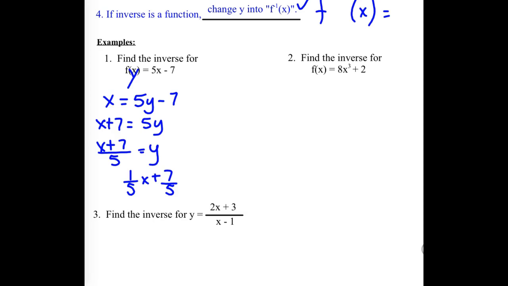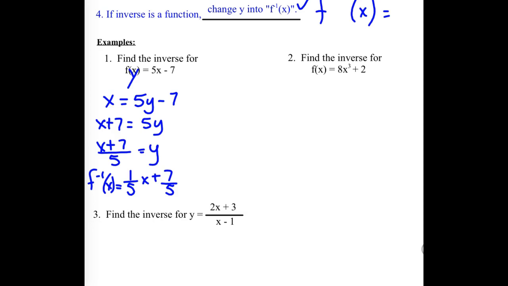Okay? So would a diagonal line be a function? All right, so then we can put that in function notation. So we're going to say the inverse of function f is 1/5 x plus 7/5. If you can at all visualize the shape of that, what that equation would look like if you graphed it, it will help you decide if it's a function or not.